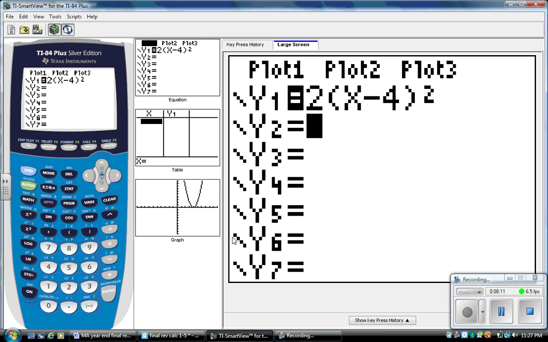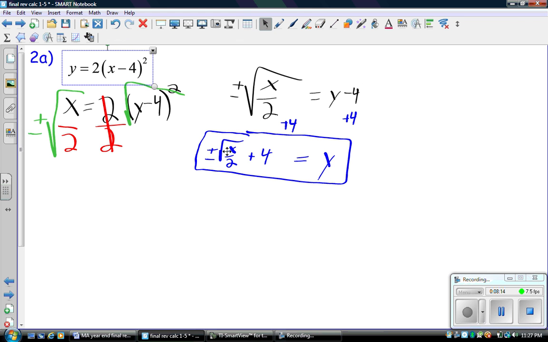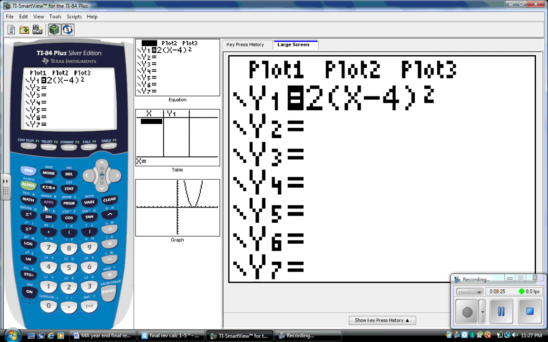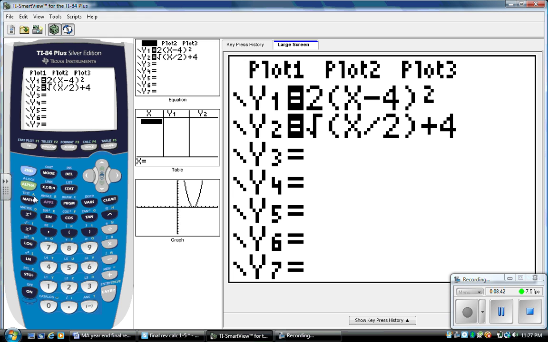Namely, I'm going to graph positive root x over 2 plus 4 and negative root x over 2 plus 4. Just that accounts for the entire inverse, the entire blue part. So square root of, and again, make sure this is all in the square root if yours doesn't open up a parenthesis like mine did. X over 2 plus 4 and negative root x over 2 plus 4.